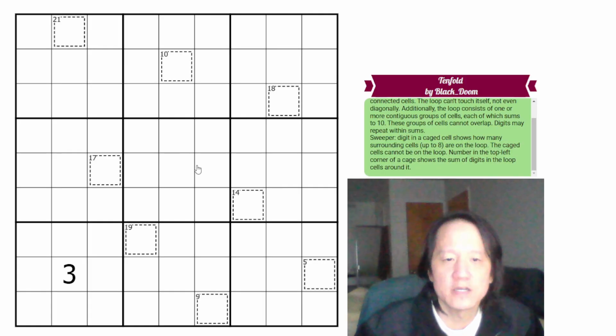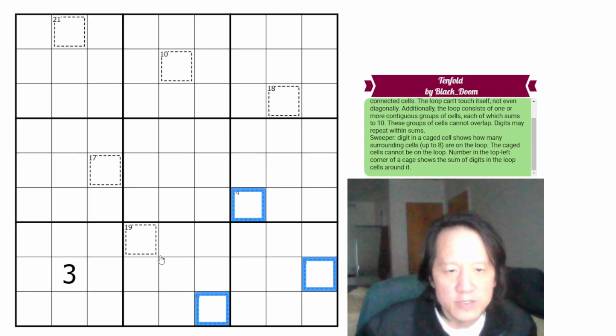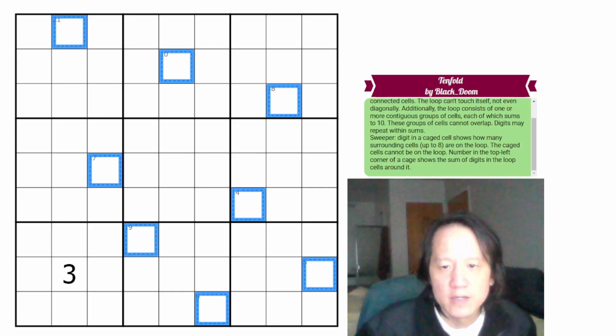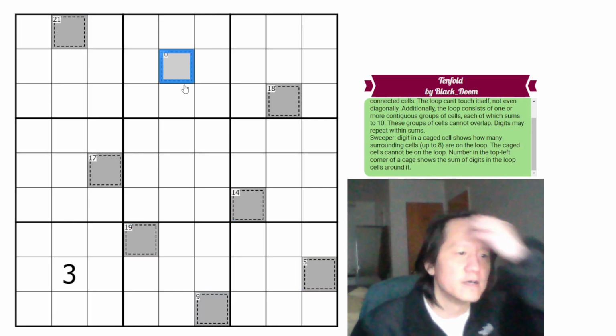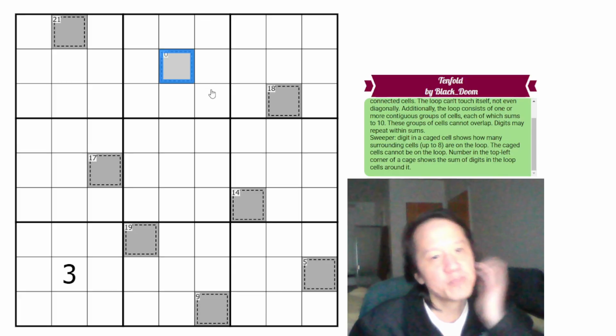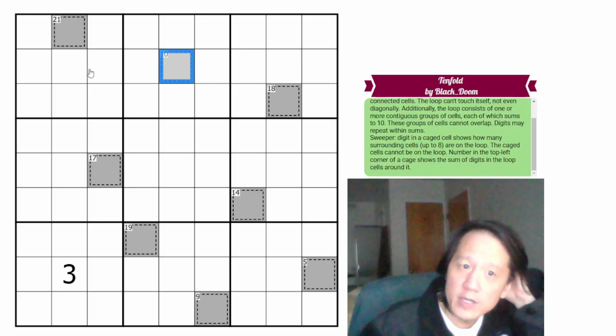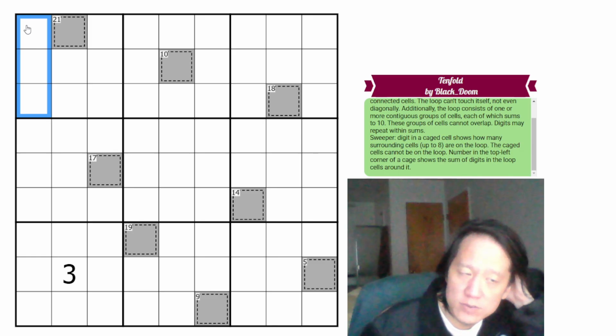Let's go. Okay, so none of the cells that are in cages are on the loop, so we can color these all. I'm going to make them gray. I tend to make those gray if they're not part of the loop. Now, the loop can never actually enter in here and exit out, right?